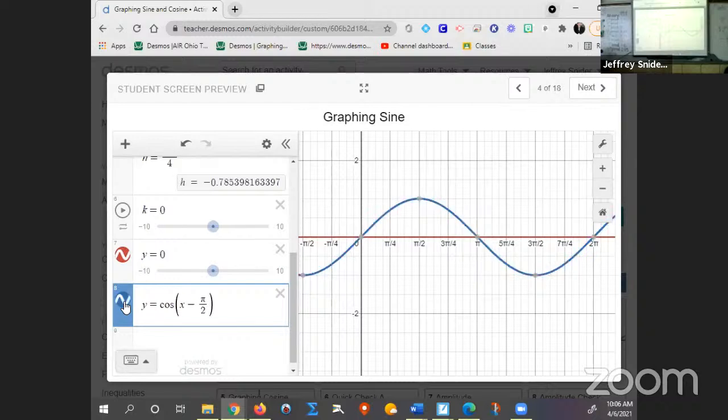Which tells me that when I'm given a graph of a sine curve or a cosine curve, I can write it either way that I choose. I can write it as a sine function, or I could write it as a cosine function. That is completely up to me. It's all about the horizontal shift, the phase shift on there. Okay? So we need to understand that.